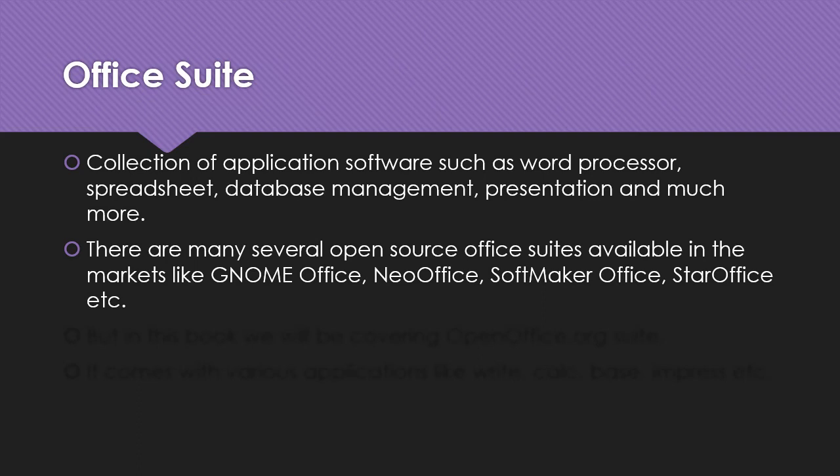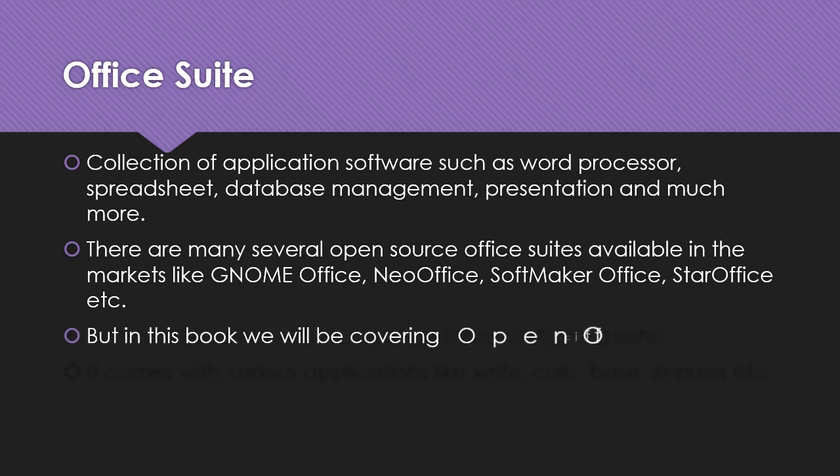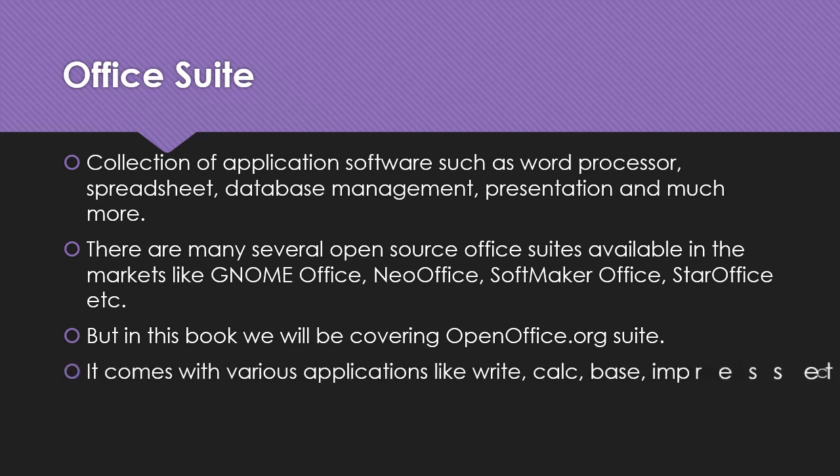There are a lot of open source suites, as I have discussed, but we are going to use OpenOffice.org. In this book we will cover OpenOffice.org, and in the book it is version 3.2, but we will see the latest version. It comes with various applications like Writer, Calc, Base, Impress, etc. Writer is word processing software. Calc is just like Excel. Base is just like MS Access, where you can manage your database. Impress is just like PowerPoint, where you can make presentations.